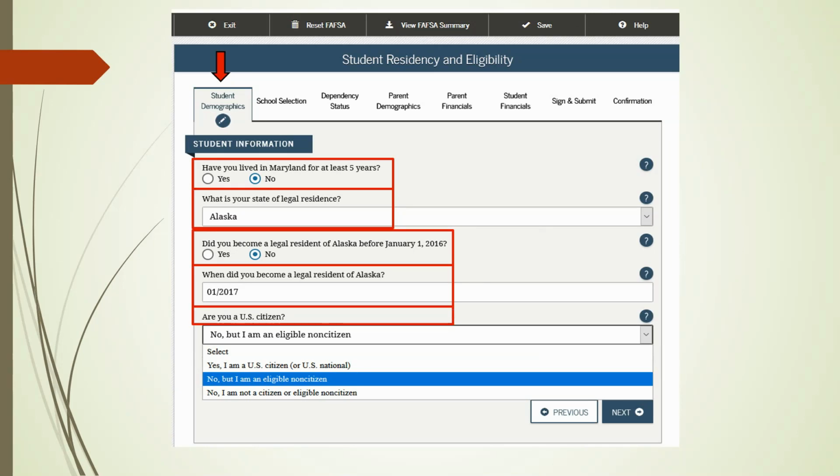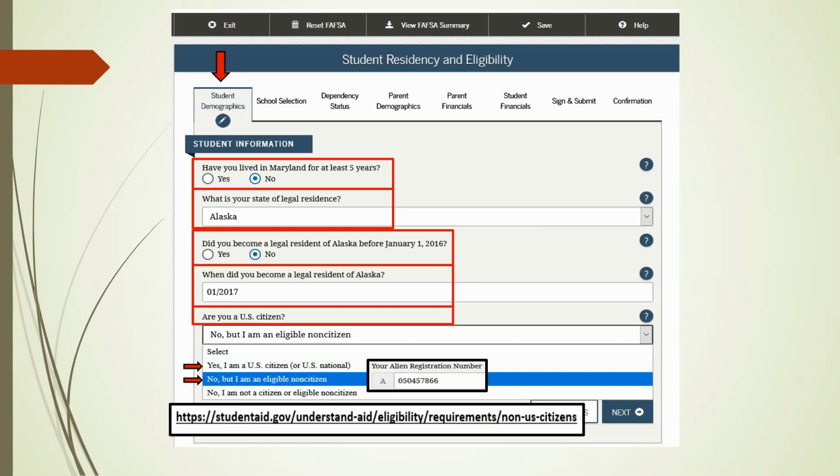Then they'll ask if you're a U.S. citizen or eligible non-citizen. If you're an eligible non-citizen, you typically have an alien registration number, and this is typically students or parents that have the permanent resident card or the I-551 or I-551C. These are also known as the green card. But there are a lot of other statuses that also exist for eligible non-citizens, and I'll provide this link at the end of the video as well so that you can click to it.